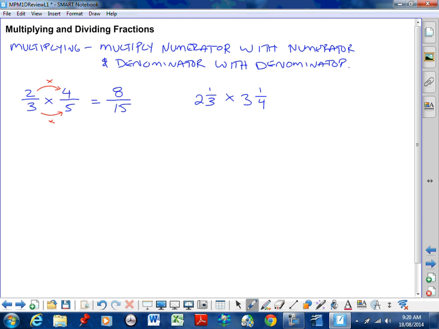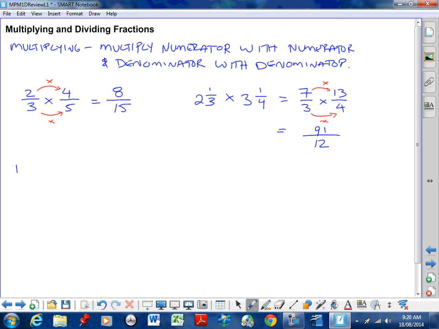If you are working with, again, mixed fractions, again, I would recommend switching to improper first. It's a lot less headaches. So you'd have your 7/3 times 13/4. 3 times 4 is 12. So multiply our denominator, multiply our numerator. We get 91/12. Okay, so there's your multiplying fractions review.